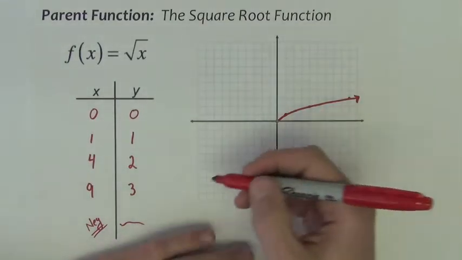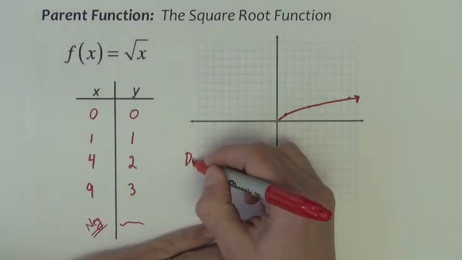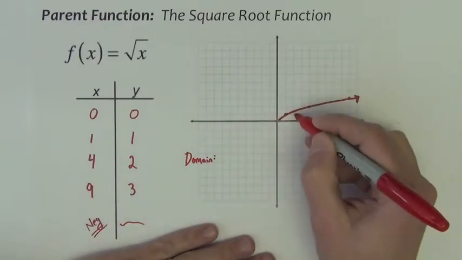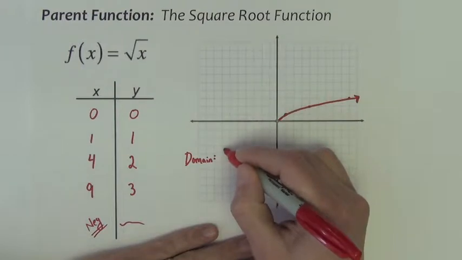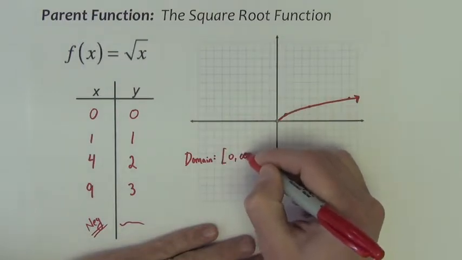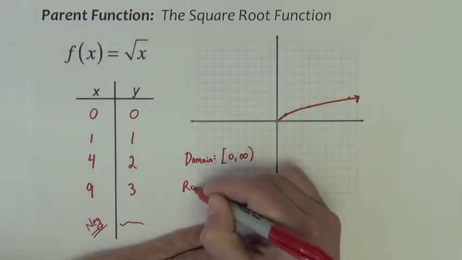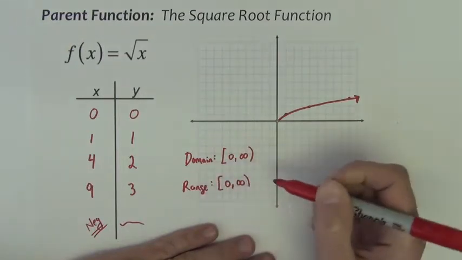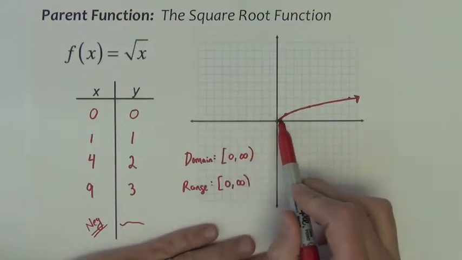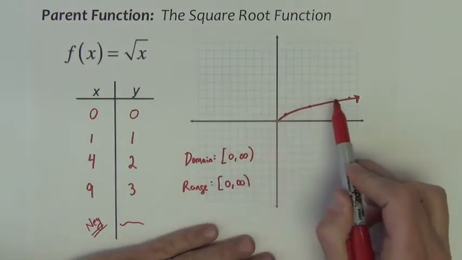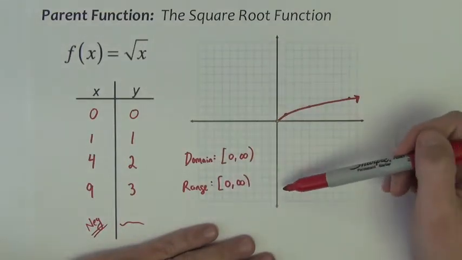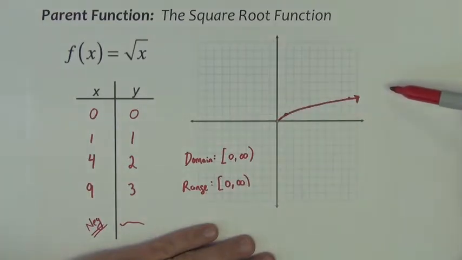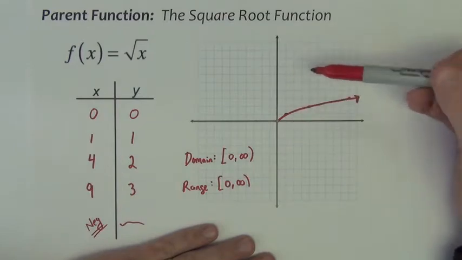Now, as far as domain and range goes, let's just do that real quick. Domain and range of this function as it's drawn, the most basic function: domain is 0 to infinity. Range is 0 to infinity. The domain is the x's, and the x's start right here at 0 and go to positive infinity. The range is the y's, which start right here at 0 and go up to infinity.